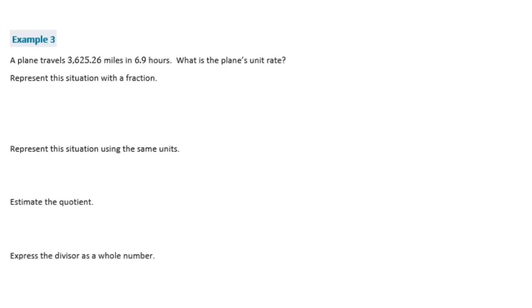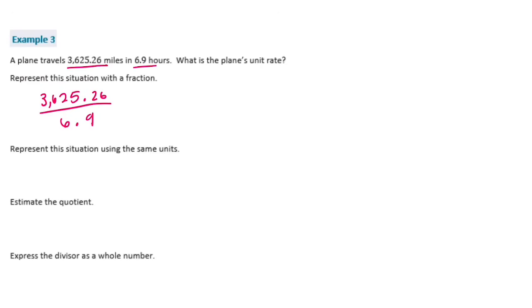Example 3. A plane travels 3,625 and 26 hundredths miles in 6 and 9/10 hours. What is the plane's unit rate? Represent this situation with a fraction. So our fraction is just going to be the miles divided by the hours. So we have 3,625 and 26 hundredths over 6 and 9/10.